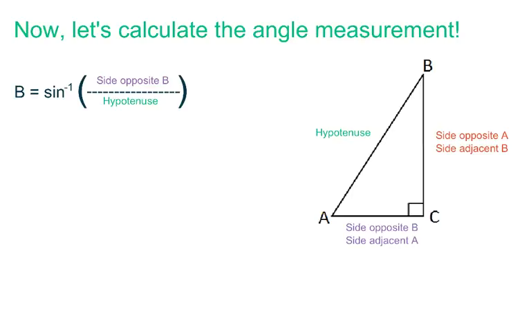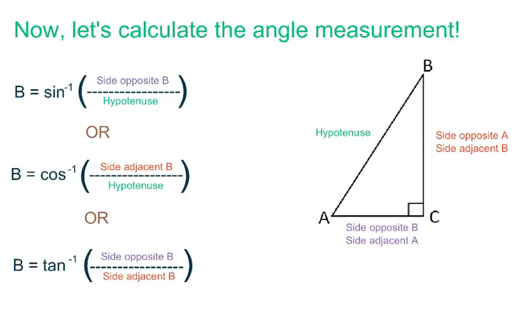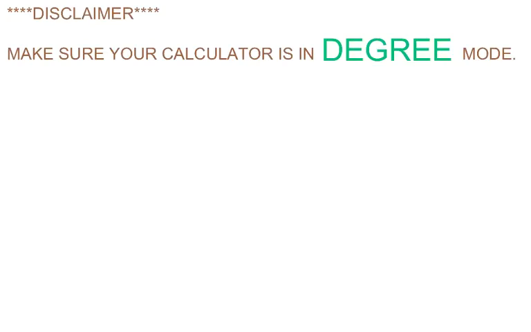Same thing for angle B. Inverse sine of the side opposite to B divided by the hypotenuse. Or inverse cosine of the side adjacent to B divided by the hypotenuse. Or inverse tangent of the side opposite to B divided by the side adjacent to B. So, in this little disclaimer here, we want to make sure that we have our calculator in degree mode.